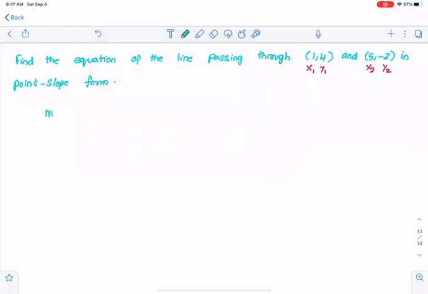So the slope m would be y2 minus y1 divided by x2 minus x1. So minus 2, y1 is minus 4, divided by x2 is 5, x1 is 1, minus 1. Minus 2 minus 4 is minus 6. 5 minus 1 is 4. We have a 2 in common, so if I cancel it out, negative 3 over 2. So that is the slope.